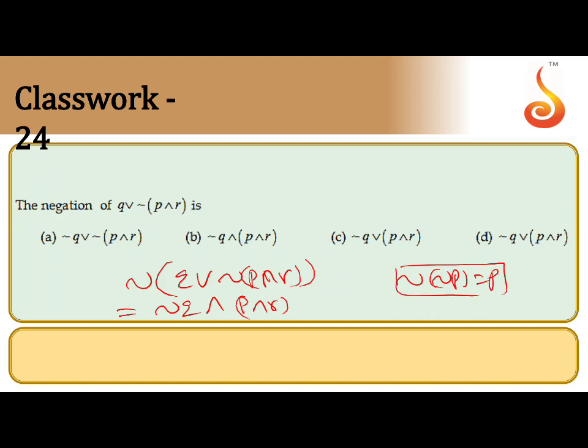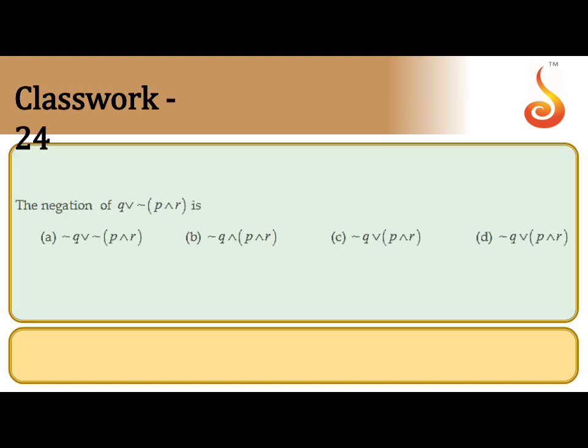So first one, negation of Q, opposite of R is AND. Negation cancels, this one comes. So look at the options. Which option is matching with this, both AND and negation of Q? Option B is correct. That is the only answer. You can take it. I hope you understand here. Check the answer. Option B is correct only.